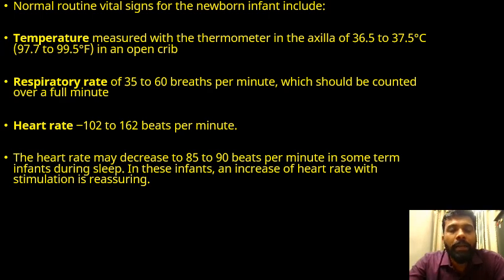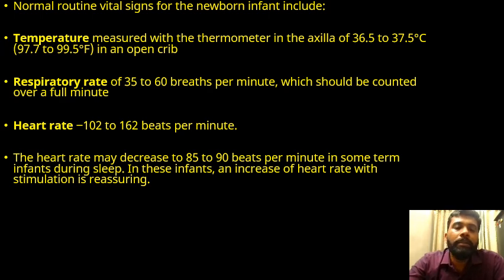Okay. And respiratory rate of 35 the lower range and 60 the upper range. 35 to 60 breaths per minute, which should be counted over one full minute. Why? Because there can be a phenomenon known as periodic breathing in newborns. Okay. So it should be counted for a full 1 minute.